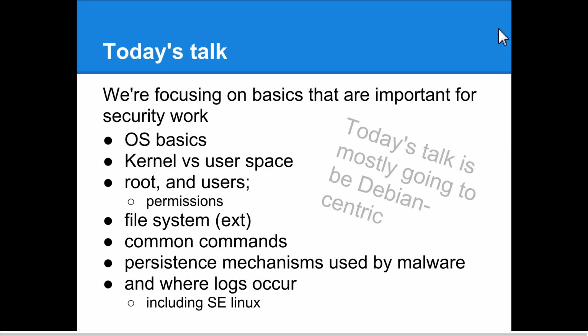Some of the stuff I'm going to get to at the end are some of the ways that rootkits are installed in Linux systems. It's not a complete coverage of that, but it's pretty good. So we're going to focus on kernel and user space. Permissions are an important part of any secure system. We're also going to go into firewalls and IP tables and how to use them and why those are important. And then file system quirks and behavior, common commands that are used for system administration and security, and persistence mechanisms used by malware, and most importantly, logs.